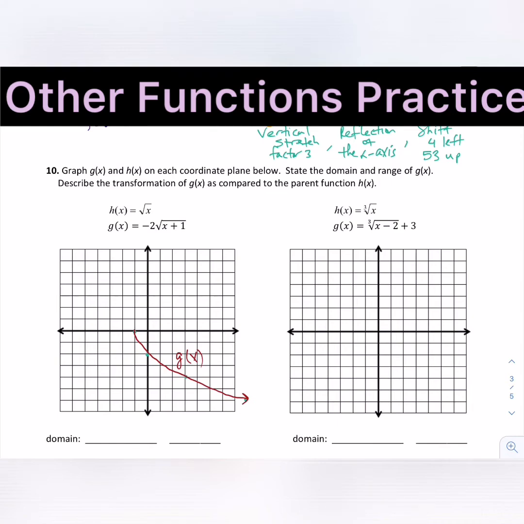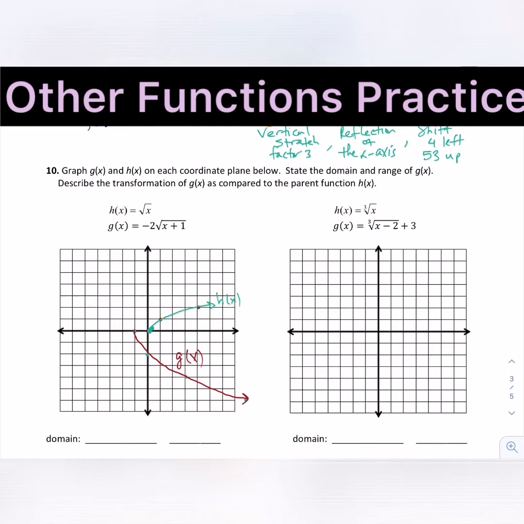And they also want us to graph h of x, which is the basic square root function. So this one's quite easy to graph. So we have 0, 0, the square root of 0 is 0, the square root of 1 is 1, the square root of 4 is 2, and so forth. So do it off this way. And that is my h of x.